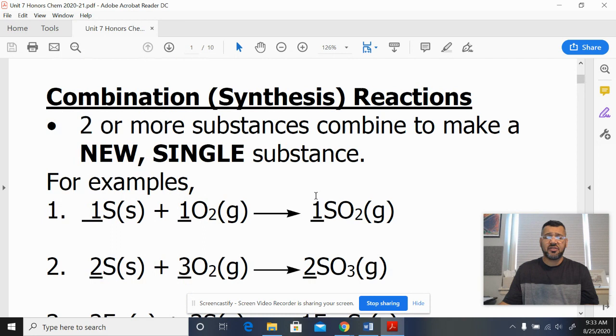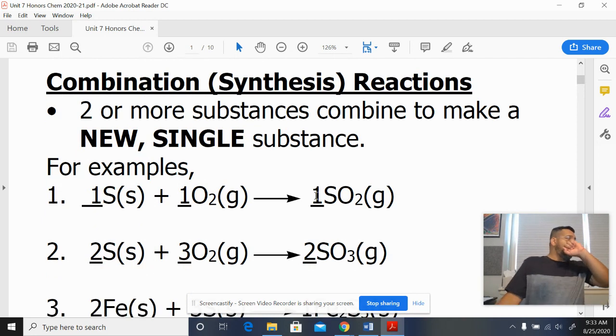So the first type is a combination reaction. What happens in a combination reaction is what it sounds like: things combine. The way to identify if a reaction is a combination reaction is to look at the overall reaction and see what you have to start with and what you end up with at the end. A combination reaction, by definition, is a reaction in which two or more substances come together to make only one product, one kind of product.